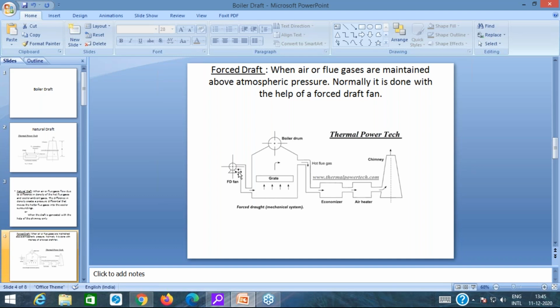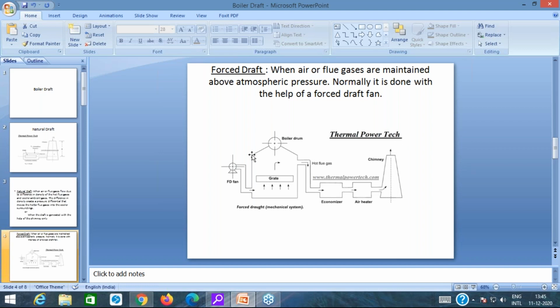Okay, so this would be pressurized air entering and flowing through this grate. There would be combustion, and the flue gases would then be pushed out, which means the pressure would be above the atmosphere. So these flue gases, at a pressure higher than atmospheric, would be pushed out through the economizer, air heater, and finally through the chimney.